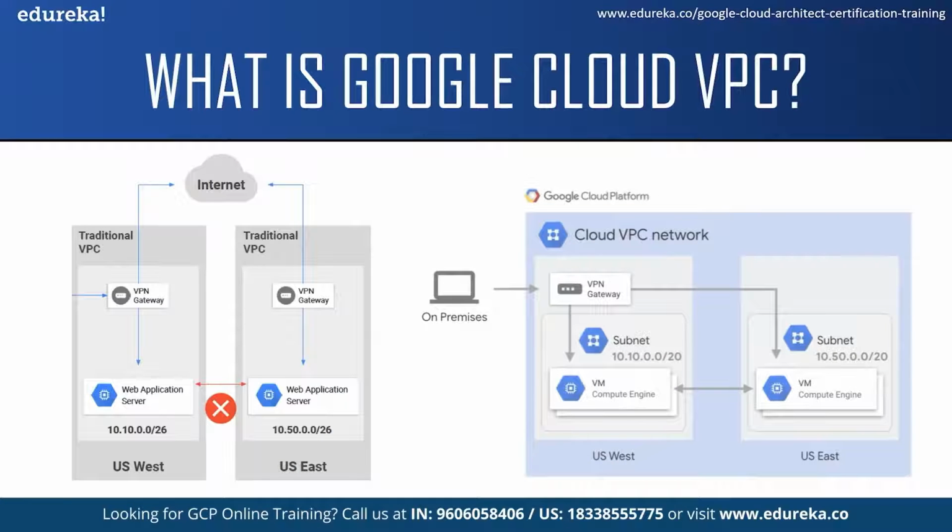Now, the Google version of the Virtual Private Cloud is a global construct, which means instead of creating a VPC in US West and the other one in US East region, you just create one VPC and put the subnet in different regions within that VPC.